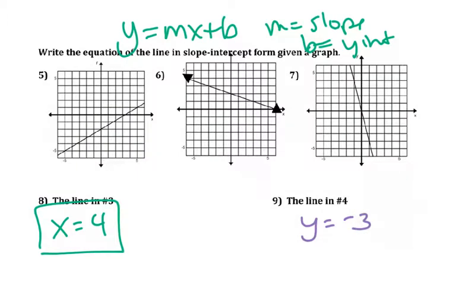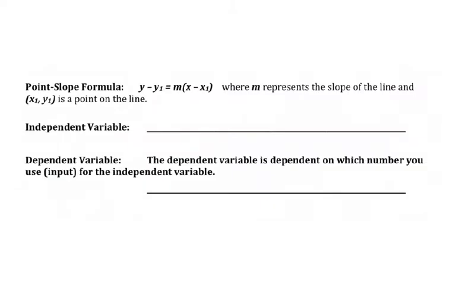So you want to make sure that you understand about those types of lines and you know how to write an equation in slope-intercept form. Today what we're going to talk about is something new, and this is a way that you can write an equation of a line given certain information. This is called point-slope formula.